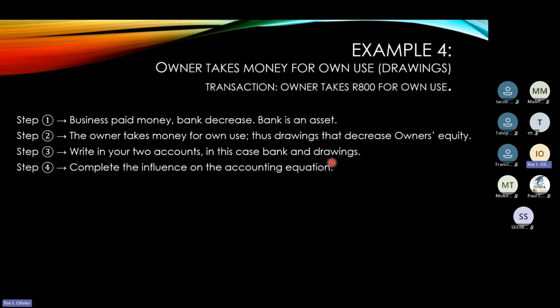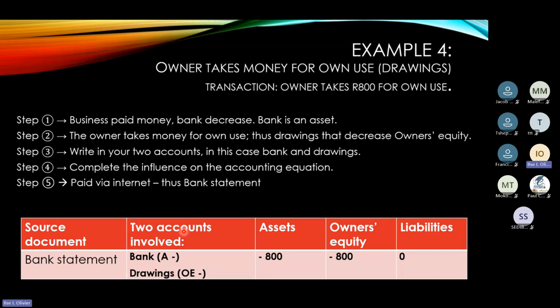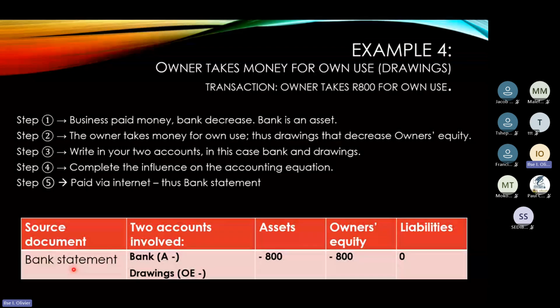And remember now, you paid via the internet, for instance. So your source document will be a bank statement. So everything else is the same. Bank and drawings, those are your two accounts. Assets decrease, owner's equity decrease. You complete your accounting equation. And what is your source document then? Your source document is a bank statement.